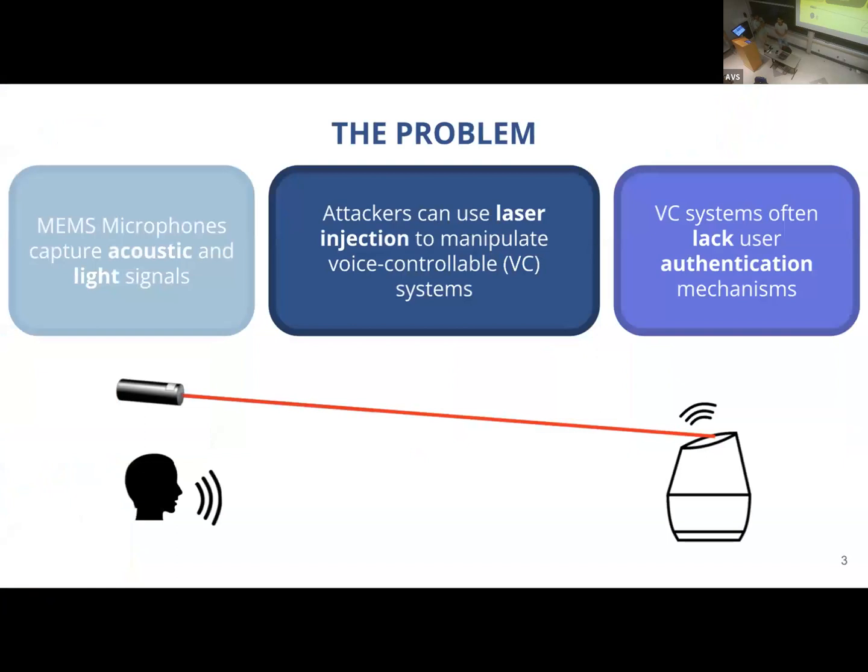So we can just start out quickly with the problem that this paper is addressing, which is looking at a specific type of microphone called MEMS microphones. While with normal microphones you'd expect them to only accept acoustic signals, this paper investigates that MEMS microphones can actually capture both acoustic and light signals, and the problems that we can face there. So the idea here is, if these microphones can take in light, attackers can use laser injection to manipulate VC systems. I'll go into what those are, but essentially these are systems that use these microphones in our everyday lives. And finally, these VC systems often lack user authentication mechanisms. So if an attacker was to use light injection here to manipulate the system, we have no way of verifying whether it's the correct user or an attacker.